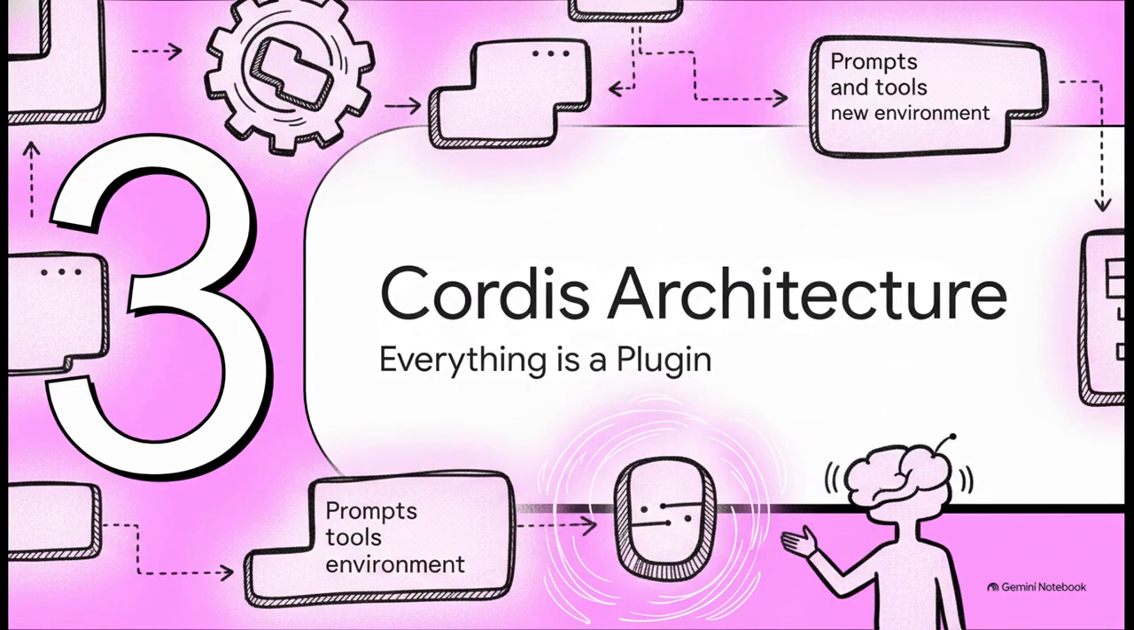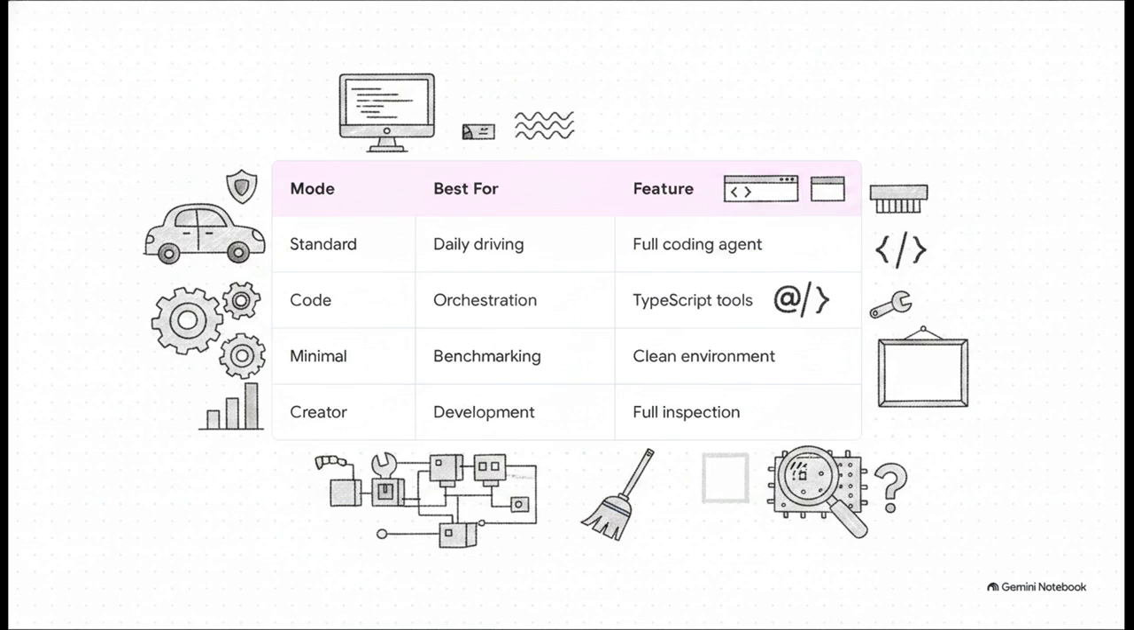Section 3. Adapting to Quartus architecture. Now, once your prompts and tools are migrated, you have to decide exactly how your agent is going to interact with its new environment. DSH doesn't just force you into one way of doing things. It actually ships with 4 distinct runtime modes. Standard mode is your daily driver. It gives you a full coding agent with shell and web access.